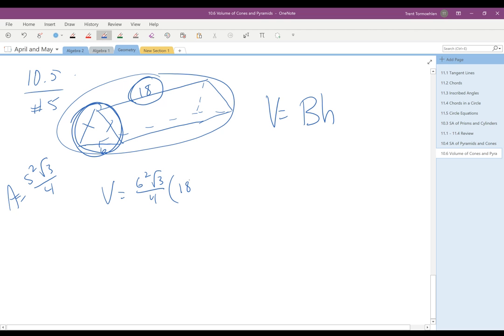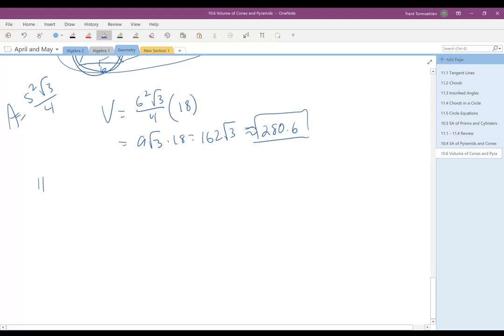And so that's going to give you 18. And so it turns out to just be 9 root 3 times 18, which is equal to 162 root 3, which approximates to 280.6 as your answer. For number 7, it's similar to that, except this time, when we take a look at it, you have a right triangle.